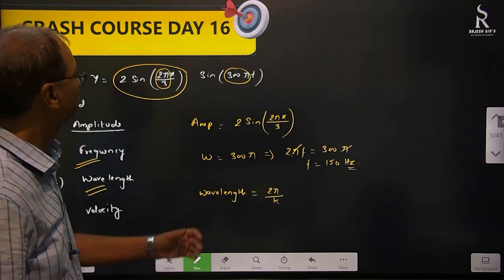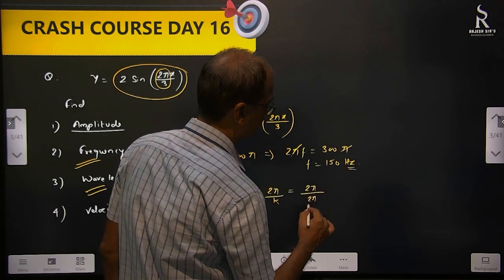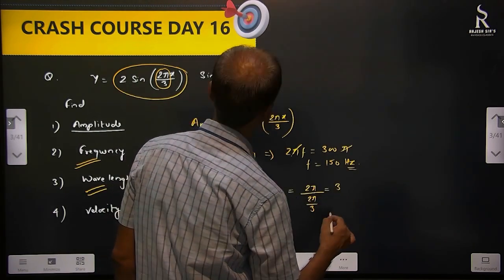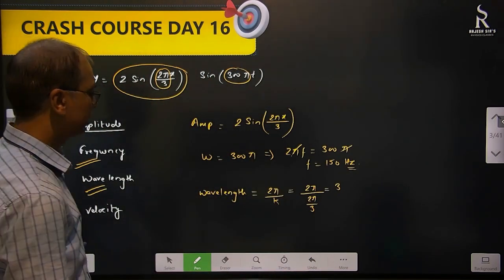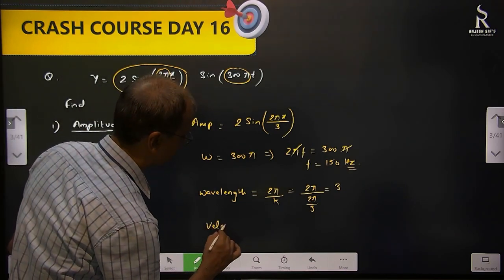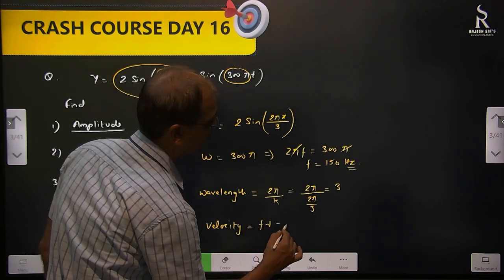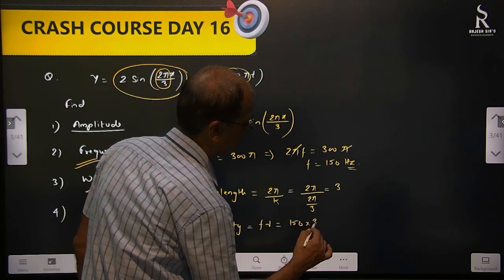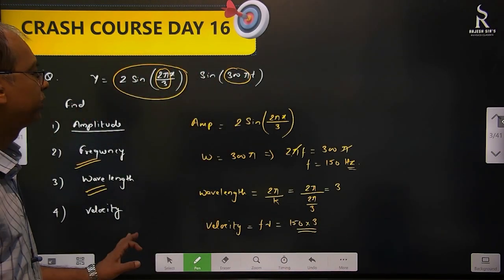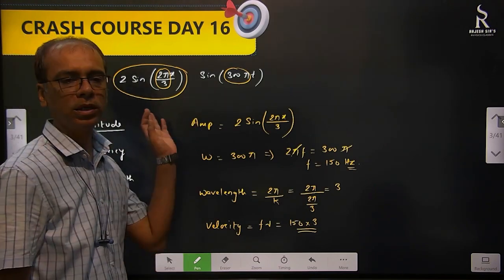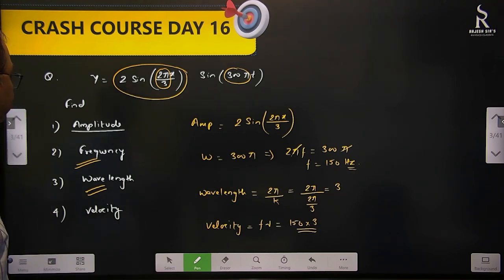Okay, let's put it here then. 2 pi by 2 pi by 3. So the answer is 3. So wavelength is coming 3. Then what is left? Wave velocity. So velocity is frequency into wavelength. We know that the frequency is 150 and wavelength is 3. So this is velocity. So it's easy. If you remember the basic terms, we can easily find all these terms in a standing wave also. Okay. Right.